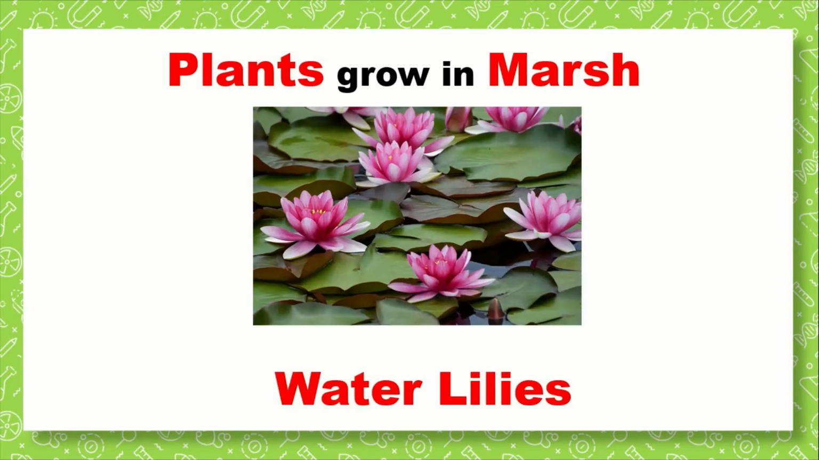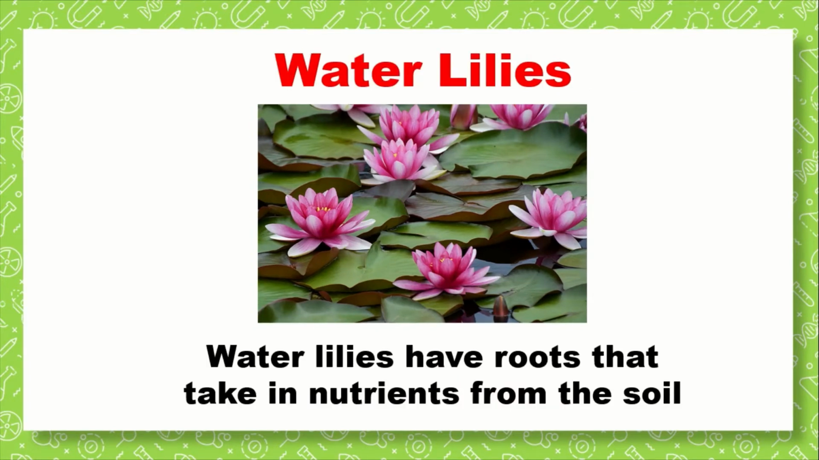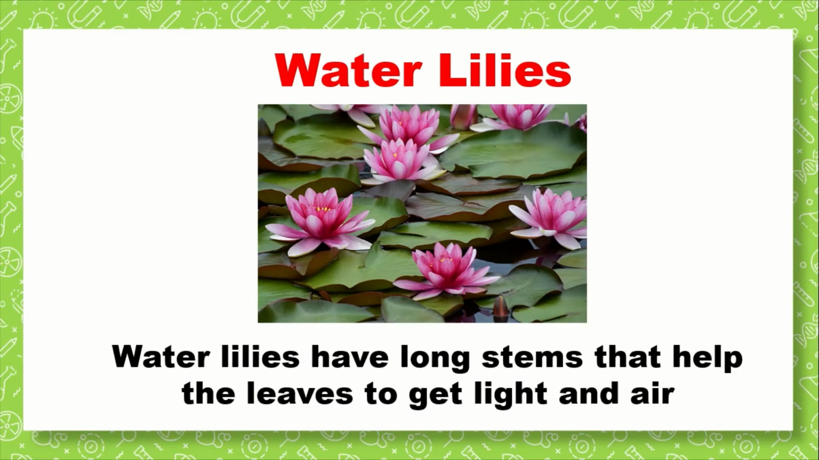The plants that grow in the marsh are called water lilies. They're called water lilies because they only grow in water. They don't grow on land. Water lilies have roots that take in nutrition from the soil. The roots are deep down in the water. Water lilies also have long stems that help the leaf get the light and air they need to grow.